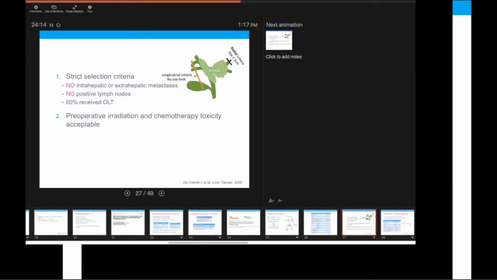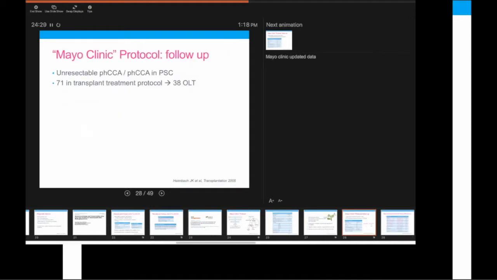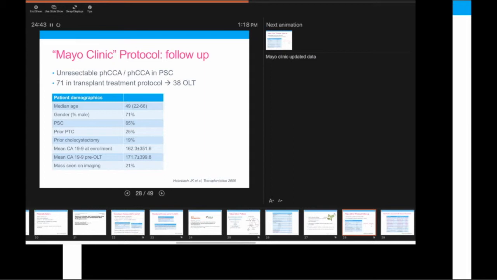They found that preoperative irradiation and chemotherapy toxicity was generally acceptable in this population, and that negative surgical resection margins were better for survival. The disease-free and overall survival rates for this population were generally favorable. So then after that study, they had a follow-up publication with a larger cohort. They had 71 patients in the transplant treatment protocol, after which they ultimately were able to send 38 of them to transplant. In this 38 patient group, the median age was 49, again, predominantly male.